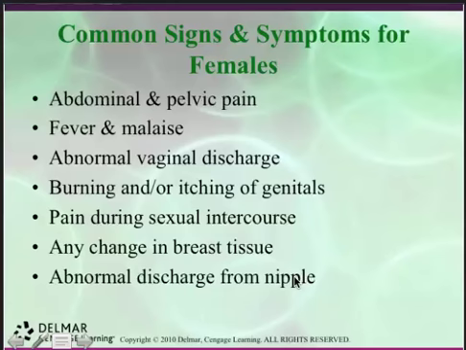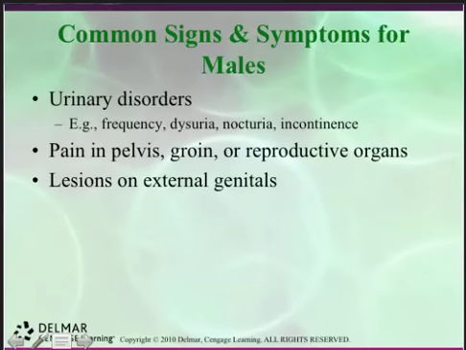Okay, common signs and symptoms of reproductive diseases in the female include abdominal and pelvic pain, fever and malaise, abnormal vaginal discharge, burning and itching of the genitals, and pain during intercourse. Also, any change in breast tissue or abnormal discharge from the nipple. For the male, we see urinary disorders such as increases or decreases in frequency, dysuria, nocturia, which is urination at night, and incontinence, which is an inability to hold the urine. Also, pain in the pelvis, groin, or reproductive organs can be indications of disease, as are lesions on the genitals.